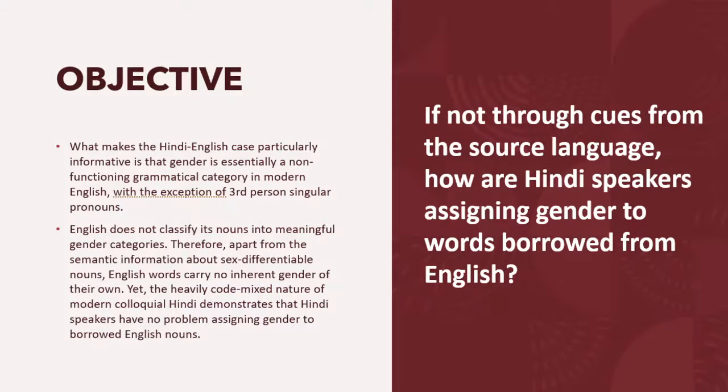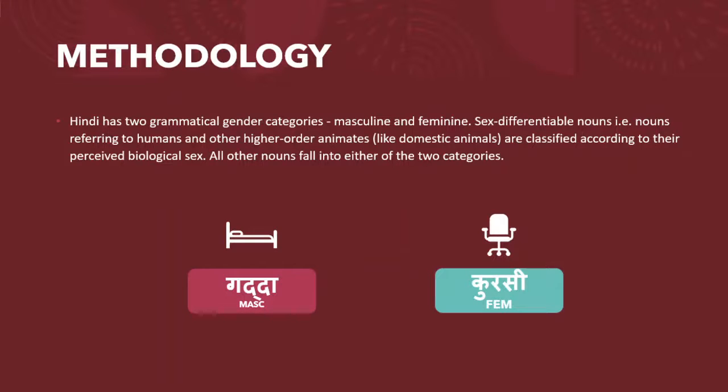Hindi has two grammatical gender categories, masculine and feminine. Sex-differentiable nouns, that is, nouns referring to humans and other higher-order animates like domestic animals, are classified according to their perceived biological sex. All other nouns fall into either of the two categories, masculine or feminine. For instance, kursi, the word for chair, is feminine, whereas gadda, the word for mattress, is masculine.